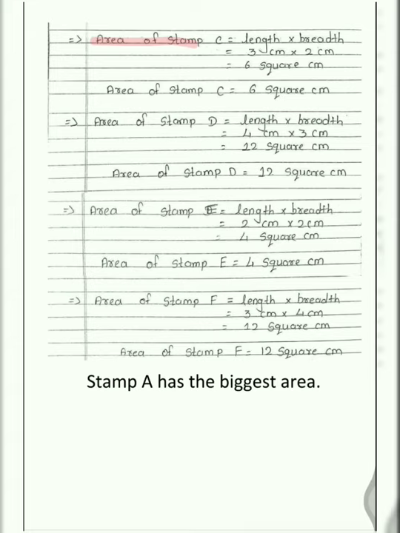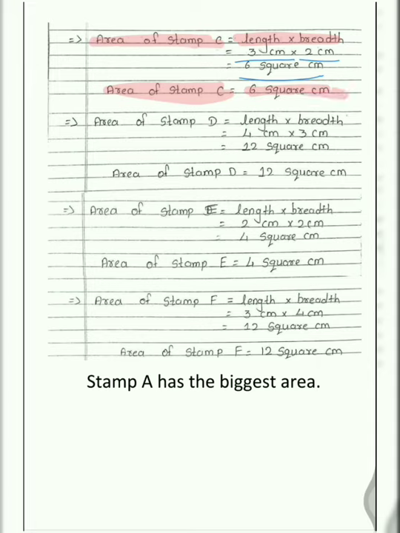Next, area of stamp C. Again, length multiplied by breadth. Every time you have to write down formulas. Now you have to observe in the figure that for length and breadth of stamp C, 3 centimeter multiplied by 2 centimeter, 3 2s are 6, 6 square centimeter. Clear? So area of stamp C is equal to 6 square centimeter.